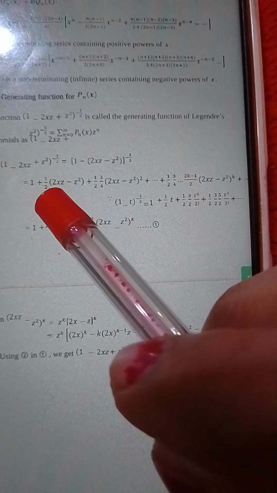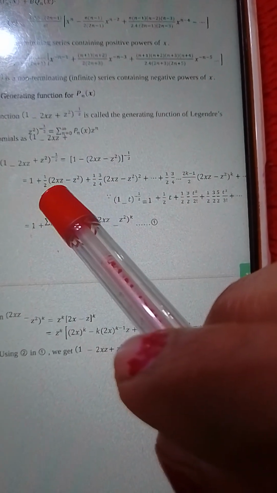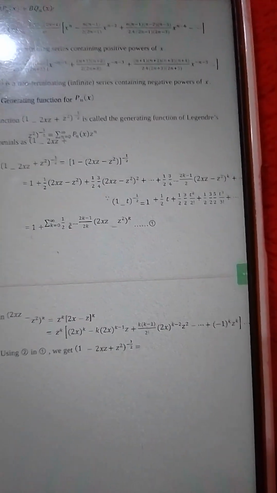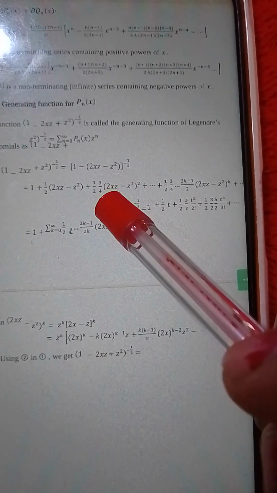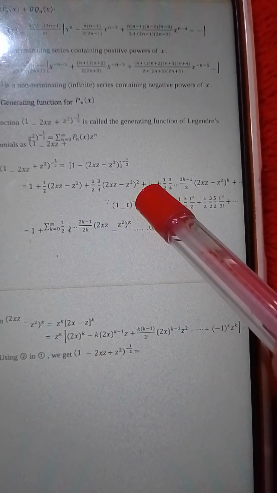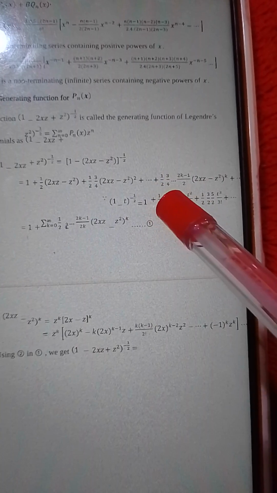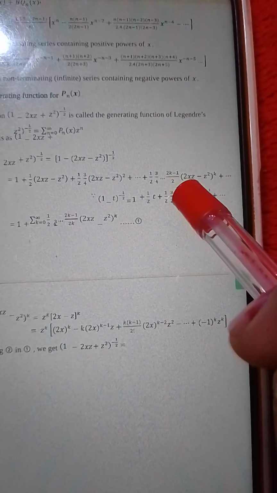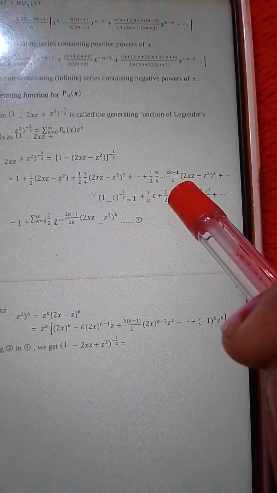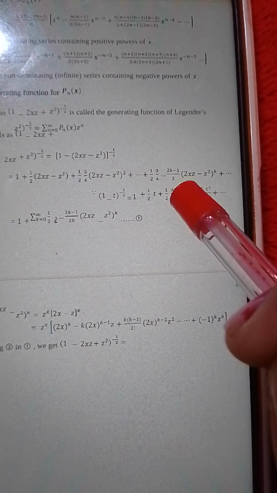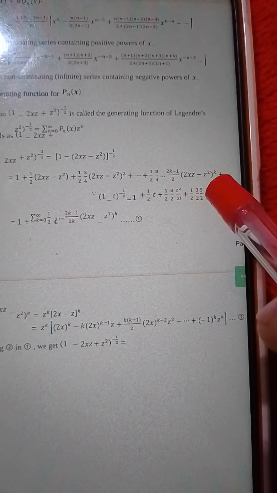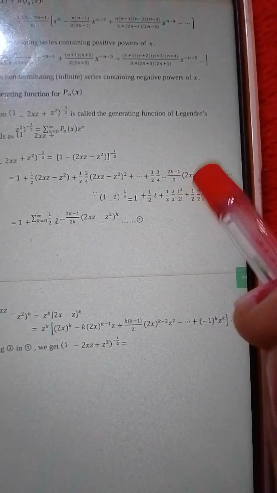Now what will we get? We will get 1 plus 1 by 2, this term as it is, plus 1 by 2, 3 by 4, again the same term, plus dot dot dot. So our last term will be (2k minus 1) upon 2k, and the same term (2xz minus z square) power k. I hope this is clear to you.